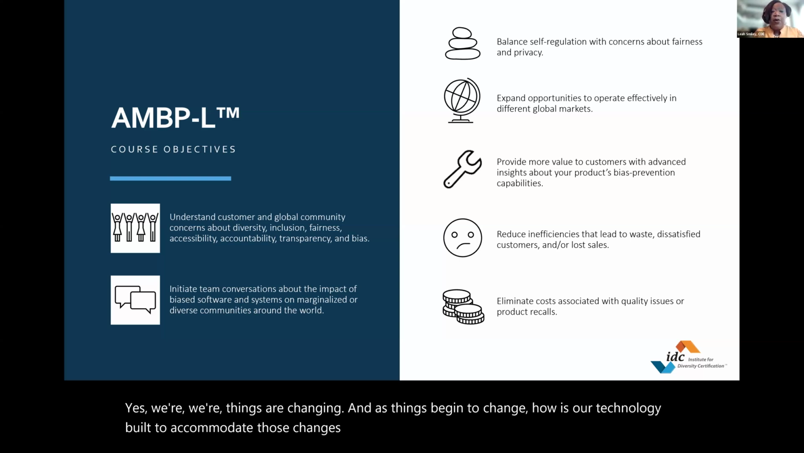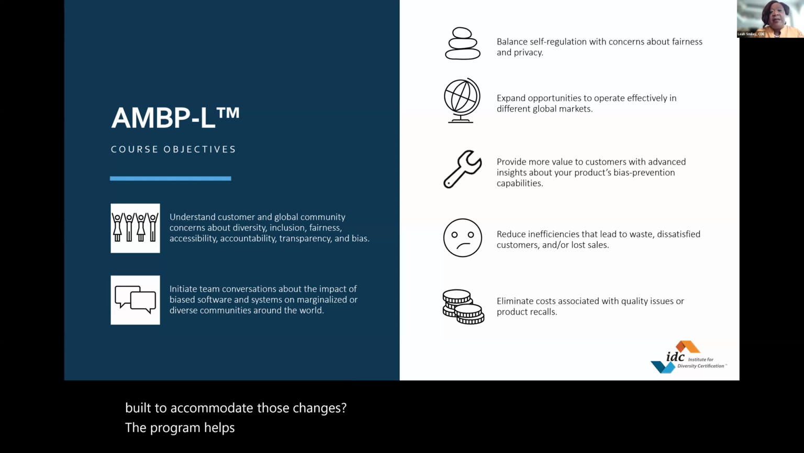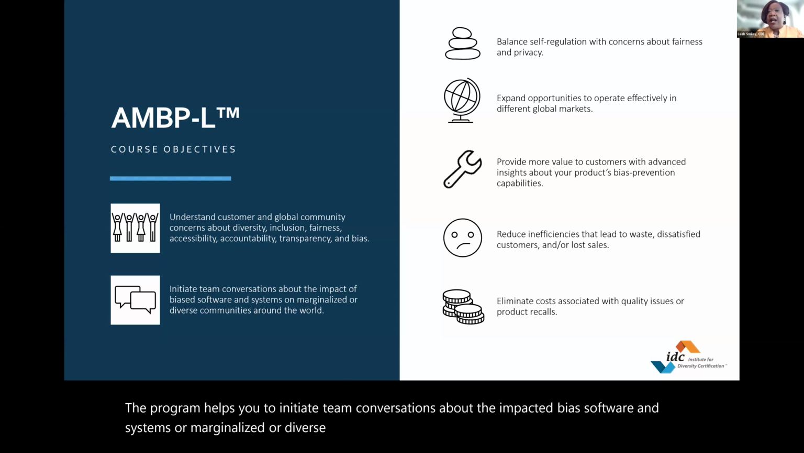The program helps you to initiate team conversations about the impact of biased software and systems on marginalized or diverse communities. It helps you to balance self-regulation with concerns about fairness and privacy. And again, we dive deeper into all these different topics.